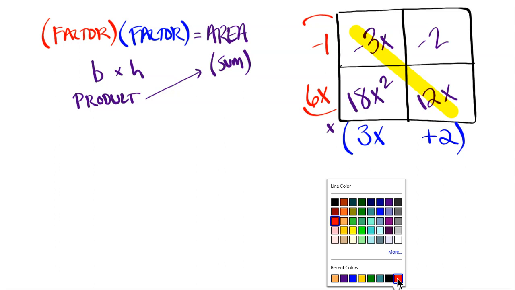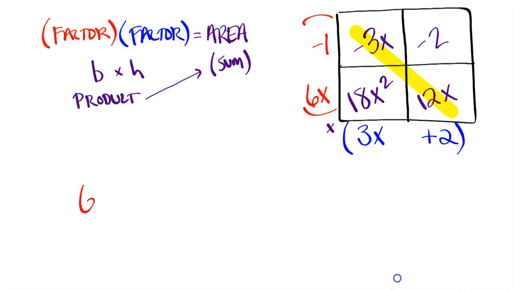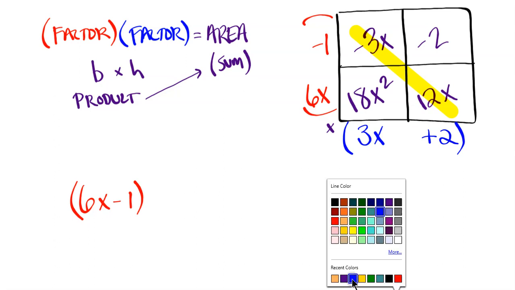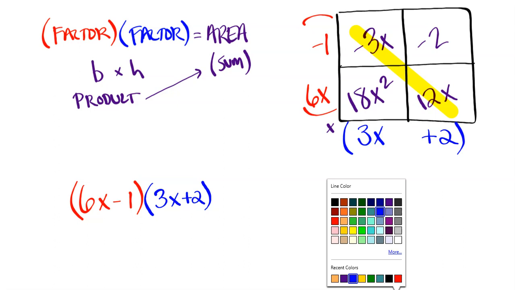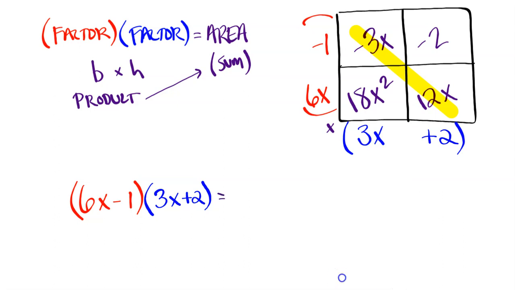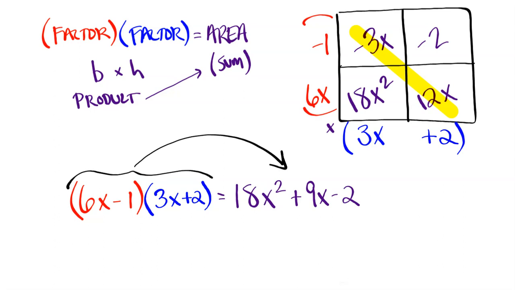So what we end up with is our two factors. Our first one is 6x minus 1, and we multiplied that times the second factor, which is 3x plus 2. And then we got our area, which is inside, which is equal to 18x squared plus 9x minus 2. And that's what we got. We took our two factors, multiplied them together, and we got our area.